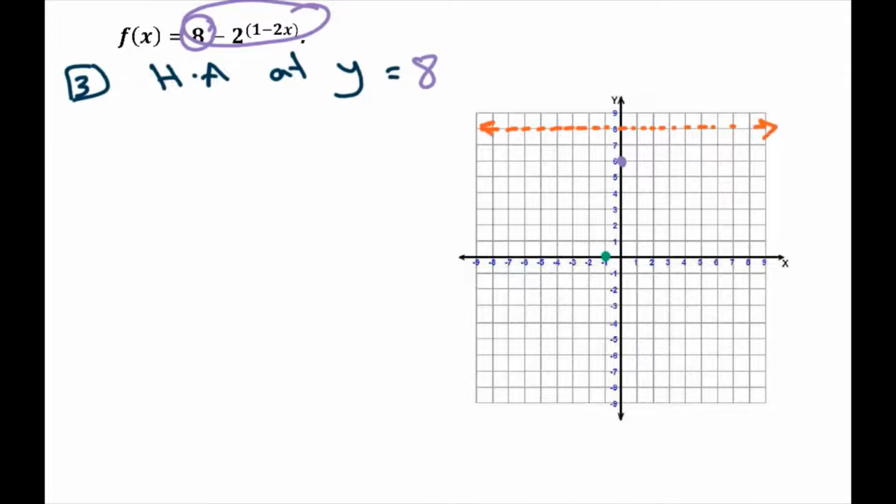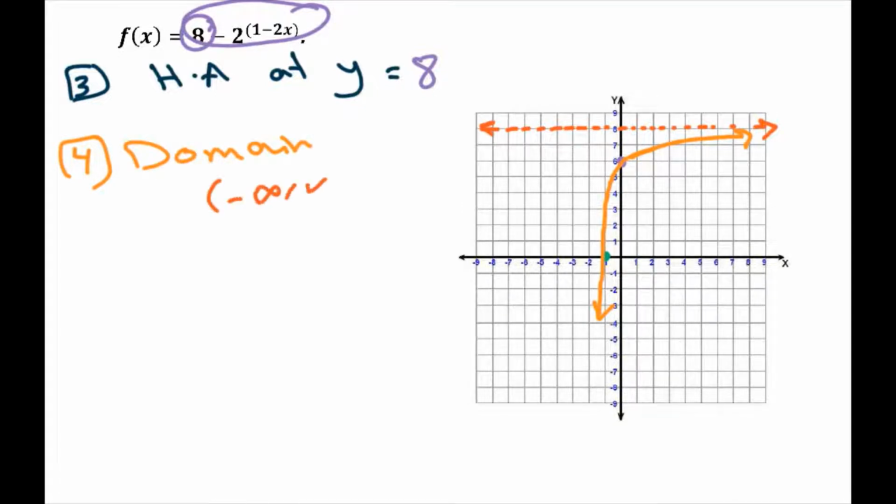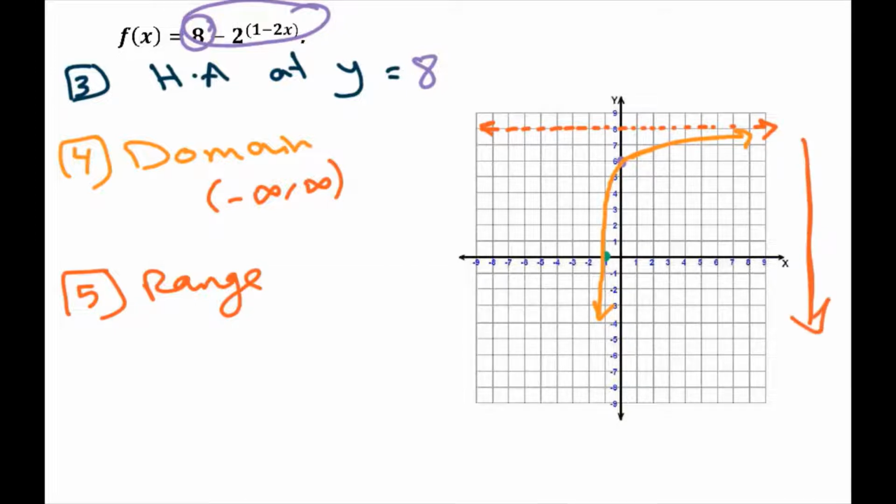And now it's time to match. You need to match between the negative 1, 0 and 0, 6 and the asymptote. So the only way to go with that is to go here and go closer to the asymptote, but never pass it. Now domain, as I mentioned before, is all real numbers, but the range in this case will be from negative infinity all the way to the asymptote, and open.